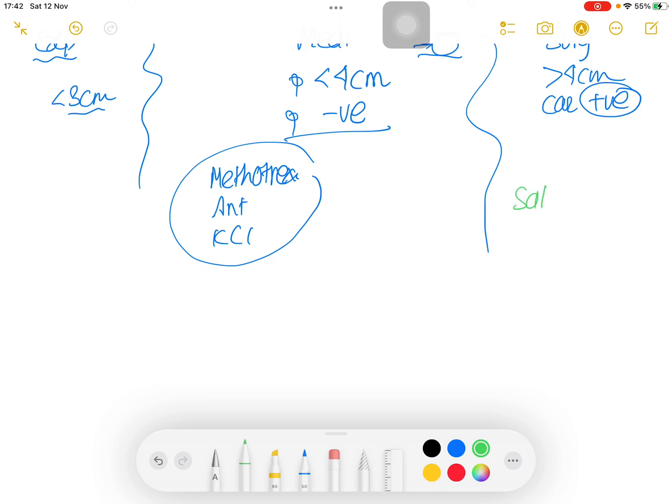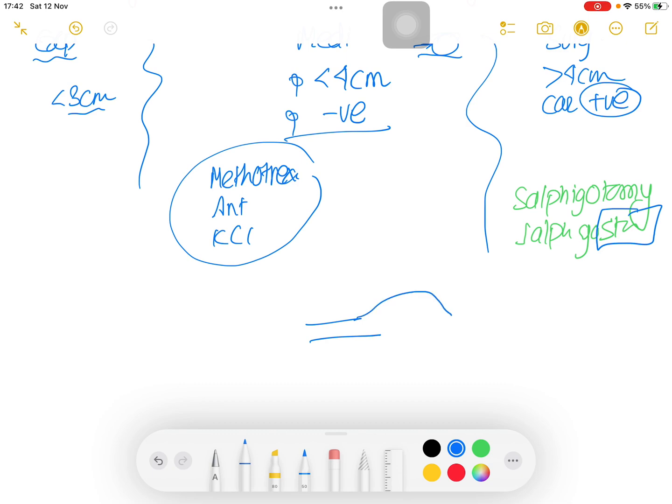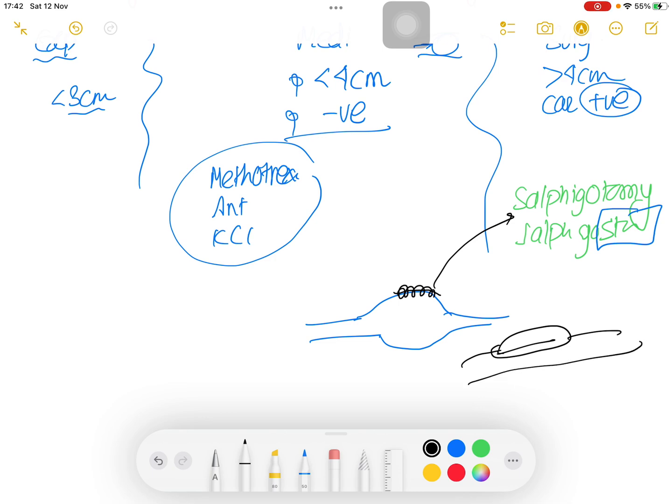For the surgical management, there are salpingotomy and salpingostomy. Suppose this is the fallopian tube and there is a baby, then we do a linear incision. If we suture the site of the incision, it is termed salpingotomy. And if we leave the site as a stoma, a pore-like structure, then it is called salpingostomy.